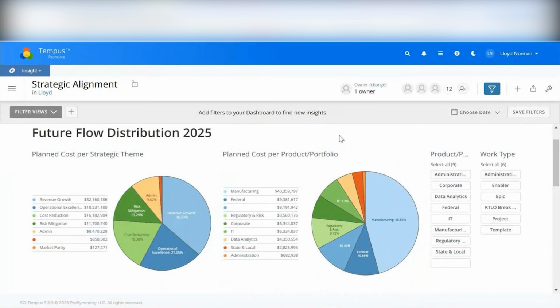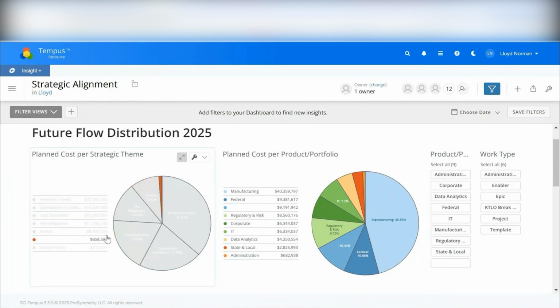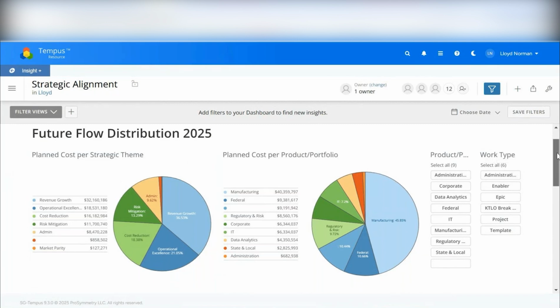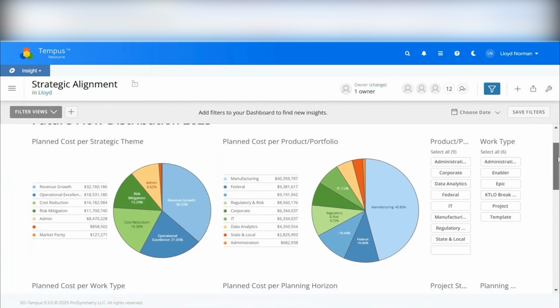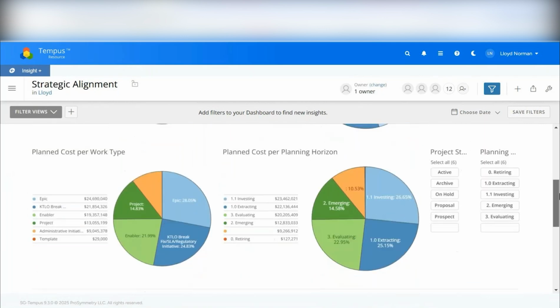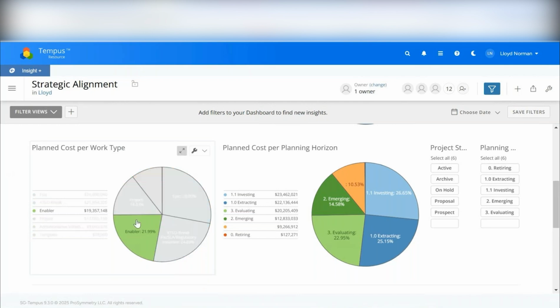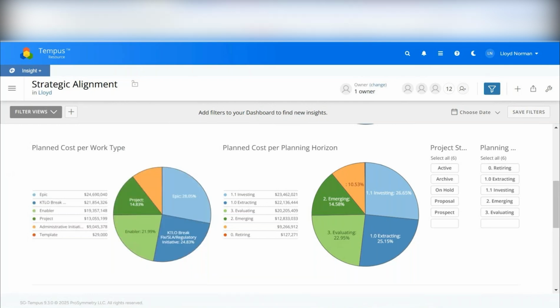You can see things like your future flow, right? What's in my pipeline? How is my pipeline reliably going to be spread from a cost perspective across my strategic themes, my spend across portfolios, my planning horizons, by work type. You can do plan versus actual, right? All of this in beautiful dashboards because the data feeds this. So it's a really, really effective way to manage a portfolio.